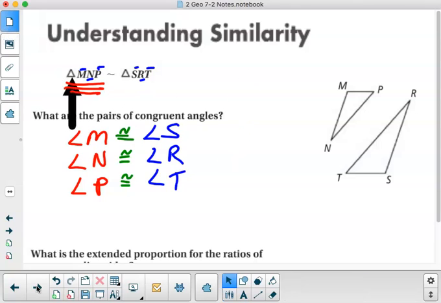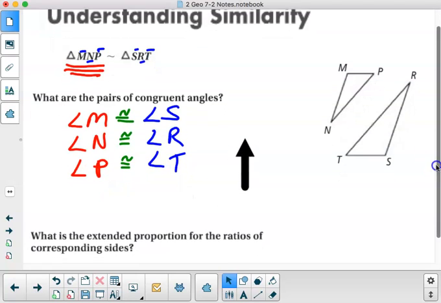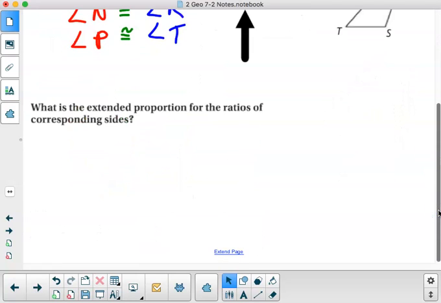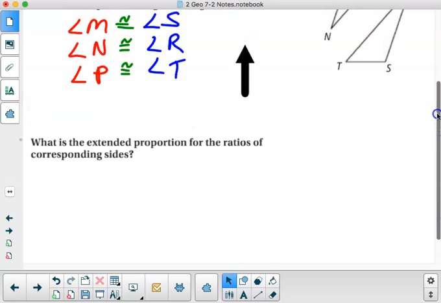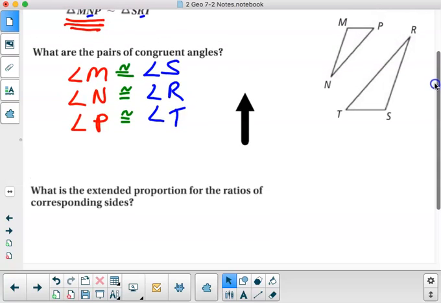So we have this statement of similarity. It tells me exactly what things are corresponding to each other, and the order matters. Now, they're asking us, what is the extended ratio of the proportions? So what is the extended proportion of the ratio of the corresponding sides? Now, we've got to think about corresponding sides.